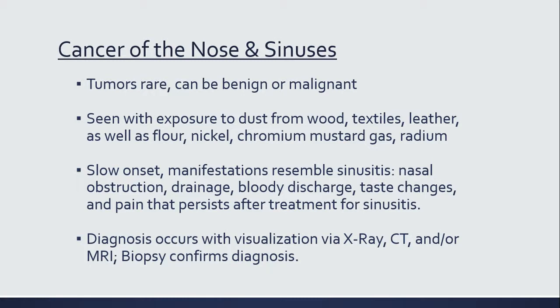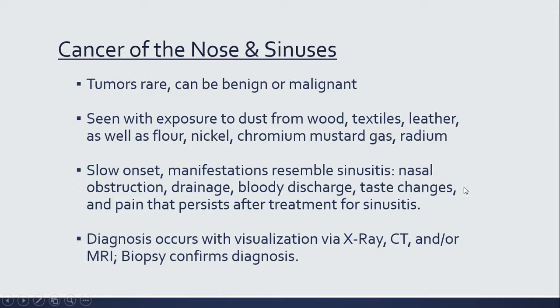Also, the cancer of the nose and sinuses is typically slow onset. The manifestations resemble sinusitis. So the nasal obstruction, drainage, bloody discharge, taste changes, and pain that persist after treatment for sinusitis. So we think, okay, this patient's got sinusitis, we treat it. It doesn't work. It comes right back. They have this recurrent issue of the upper respiratory system that just won't go away. Well, we need to start considering, hey, maybe do some films, see if there's some type of tumor growing, see if there's something else going on.